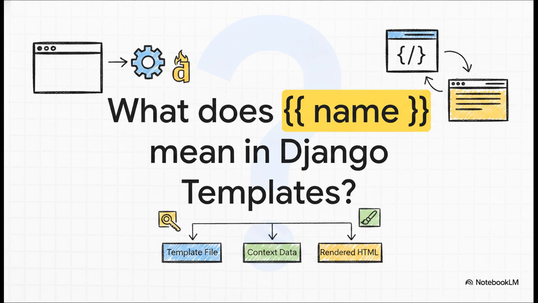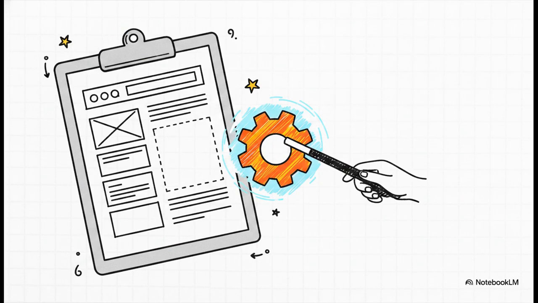What exactly happens when Django sees this double curly bracket syntax with a variable inside, like name? Well, when the render function processes your template, Django's template engine jumps in and literally replaces that double curly bracket placeholder with the actual value of the Python variable you pass through your context dictionary. That is exactly how your dynamic data actually makes its way onto your HTML pages.